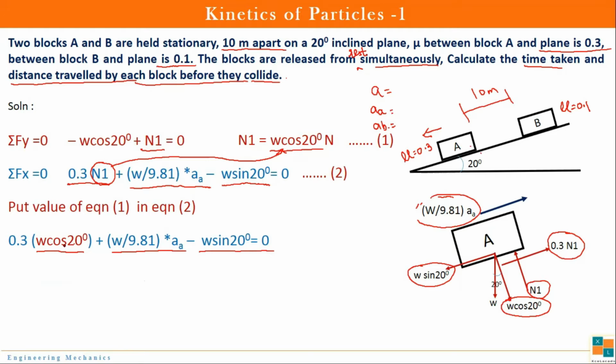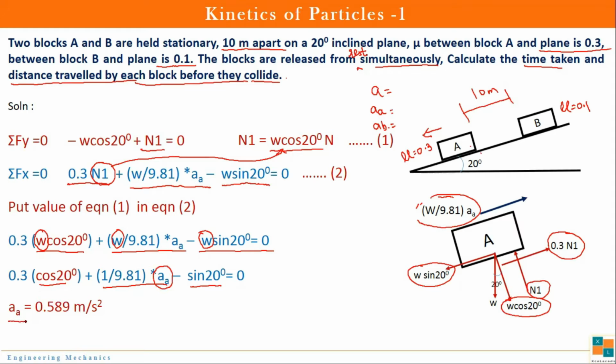Now from this entire equation, if I take W as common and bring it to the right side, it will be cancelled out and I will remain with the equation 0.3 cos 20 plus 1 divided by 9.81 AA minus sin 20 is equal to 0. Now the only unknown in this equation is the acceleration of A, which you can solve and find the answer for AA as 0.589 meter per second square. So I have now succeeded in finding the acceleration of block A.